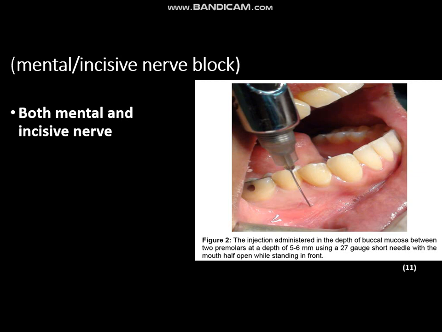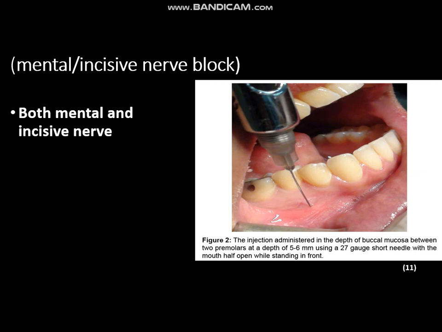Now we have the mental and incisive nerve block technique. This technique provides anesthesia to both mental nerve and incisive nerve. So it provides anesthesia to both soft tissue anterior to the mental foramen and also, in addition, to the teeth, including the anterior teeth, premolars and incisors.